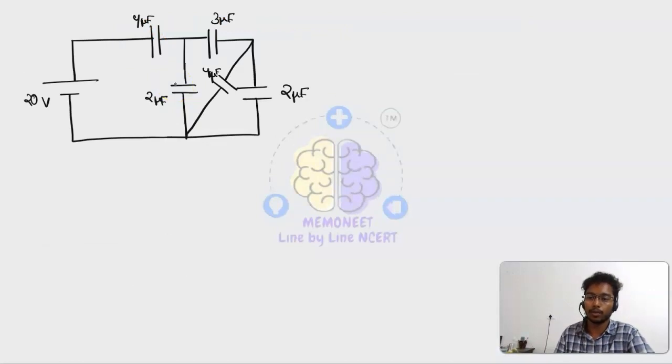Here, we have to find out the charge on the whole set. So we have to find out the charge on the equivalent capacitance. For that we use Q is equal to C into V. So Q is equal to C equivalent into V. That's what we want to find out.